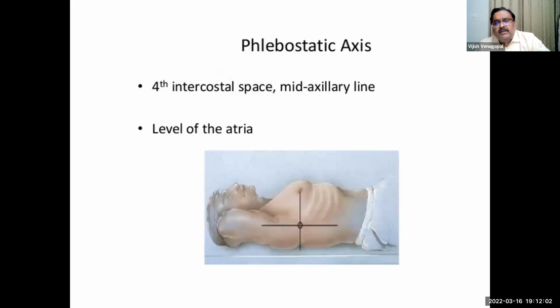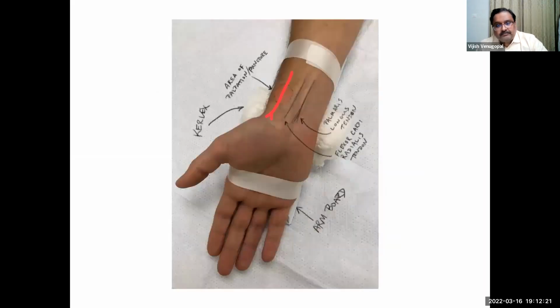So it's very important that the transducer is located at the phlebostatic axis, that is the 4th intercostal space in the mid-axillary line. So if the transducer is up, you have a lower blood pressure. If the transducer is placed below this line, you get a higher blood pressure. For every inch that is above or below, you add 2 millimeters of mercury to the real pressure. And the most common arterial site that is used is the radial artery.